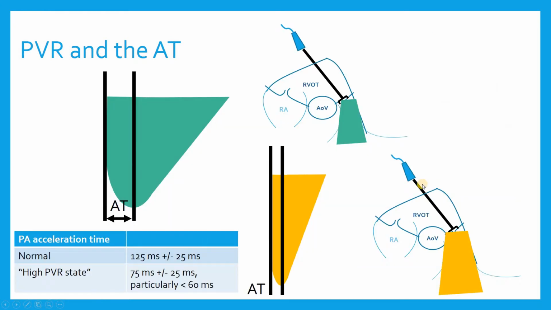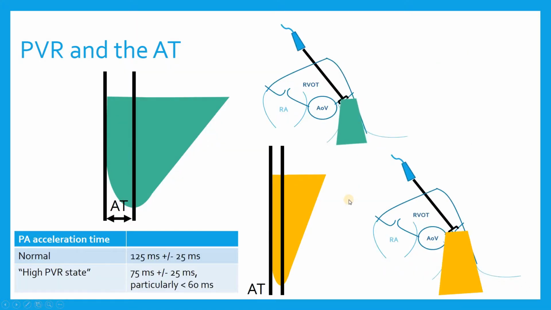So what exactly is the acceleration time? Well, the acceleration time is a surrogate for RV contractility as well as pulmonary vascular compliance. So this is a normal acceleration time. You can see there's this big pulsatile flow through the pulmonary artery which distends with each beat. That's a normal response. I can show that again.